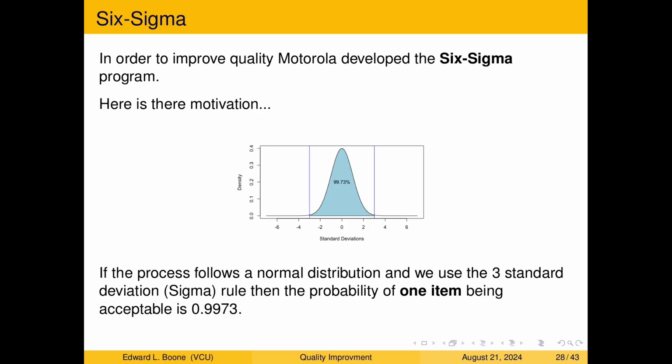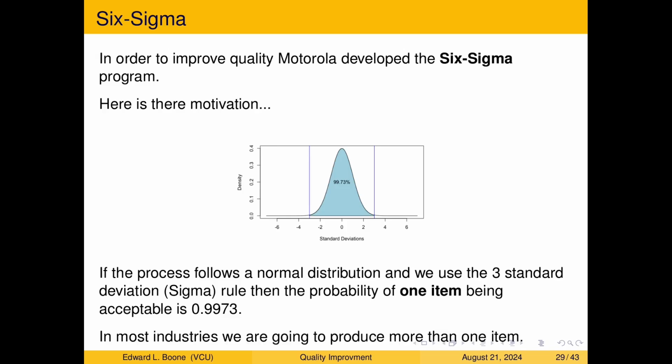But we don't make just one item. Most industries are going to produce more than one item. They don't want to just sell one. Like, okay, I'm a cookie company. I made one cookie. That's not acceptable. I want to make lots of cookies, sell them so that I get lots of money.